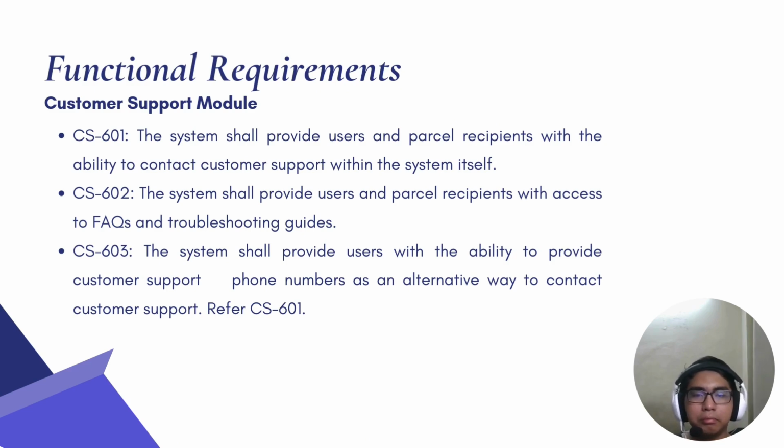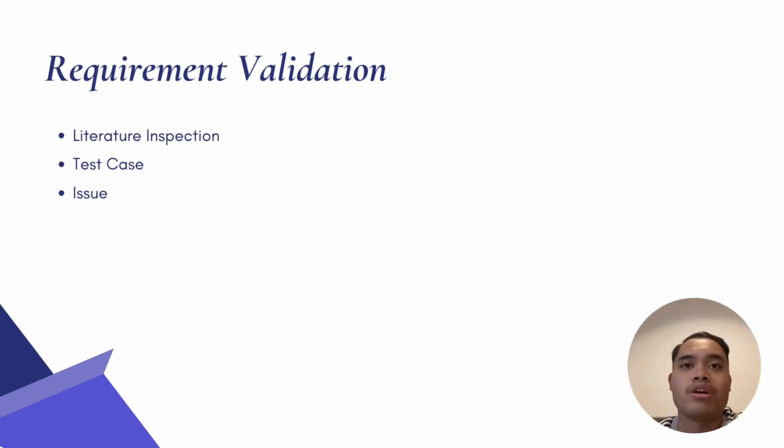Next part, I will be explaining about the requirement validation. The first thing, we'll be having the requirement validation in terms of literature inspection, where we are trying to find any grammatical error or syntax sentence error that we can find using any automated tools and also using manual inspections. The purpose of this method is we want to ensure all the requirements are clear, concise, and also unambiguous in terms of the language itself to all the stakeholders that will be involved in this project.